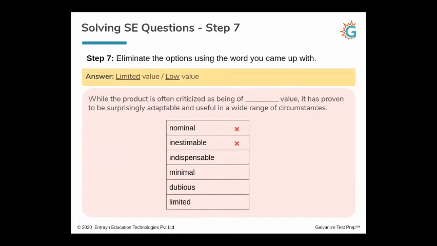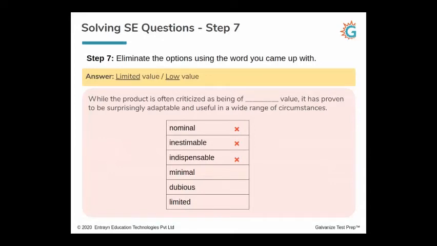Indispensable, again you can split this into two parts. In is a negative prefix and dispensable, so to dispense means to get rid of something, to just throw something away. So indispensable means something that cannot be thrown away, which is that valuable. Again, it's positive. Indispensable and inestimable are almost similar. They are positive adjectives. They are positive describing words. So this is also not similar to limited or low. So we are going to eliminate indispensable.